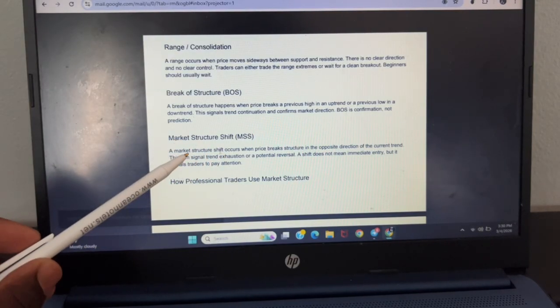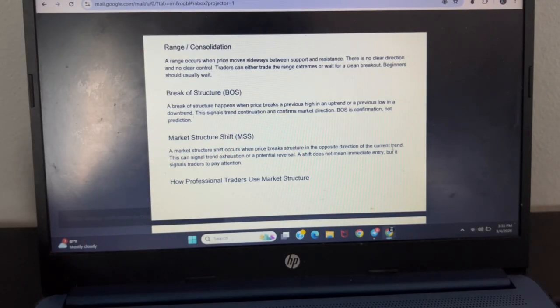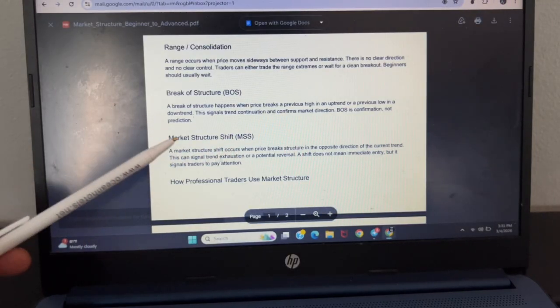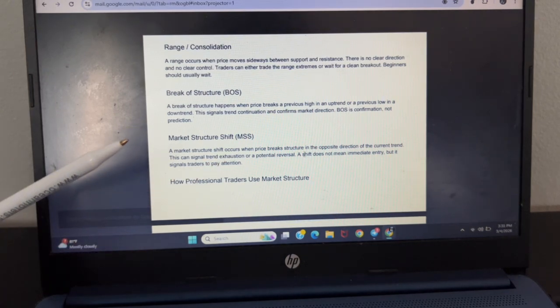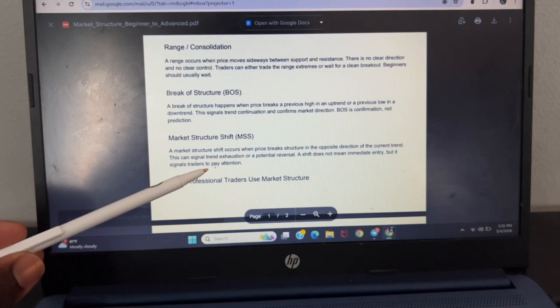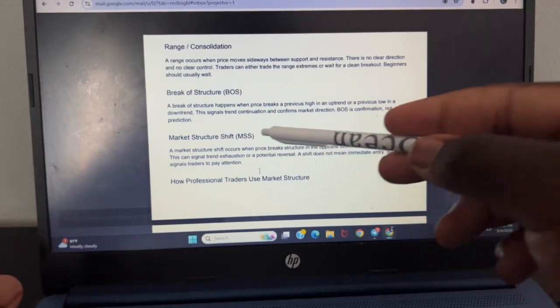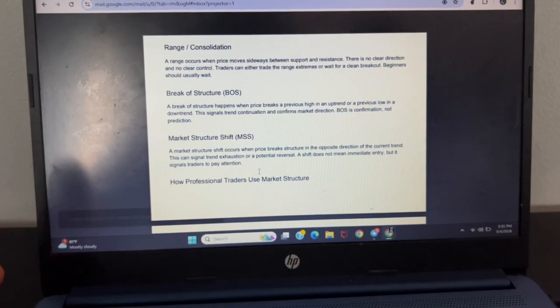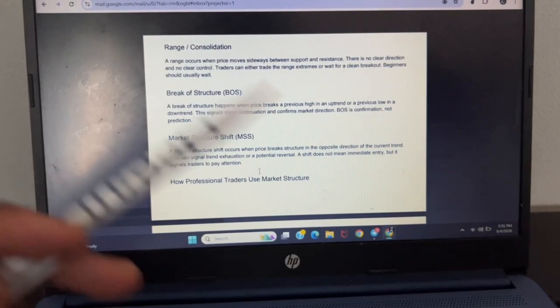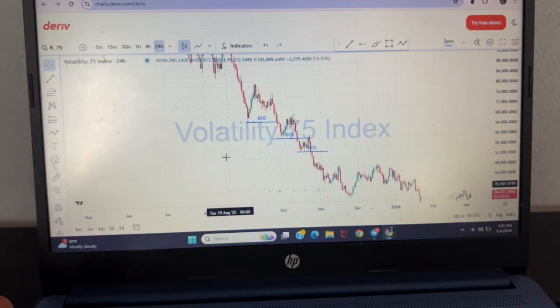What is a market structure shift? A market structure shift occurs when price breaks structure in the opposite direction of the current trend. This can signal trend exhaustion or potential reversal. A shift does not mean immediate entry, but it signals traders to pay attention. So when you get a market structure shift, otherwise known as MSS or change of character, all of them are the same, it tells you that an uptrend wants to become a downtrend. So let me give you an example.